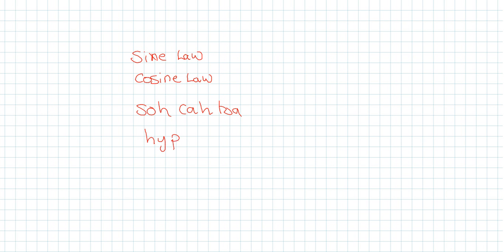Either there are three sides given or two angles given, one angle. Okay, so sine law, cosine law, I heard. Okay, what else? I heard someone say SOHCAHTOA. Okay, what else? Hypotenuse. Okay. Adjacent. Opposite.